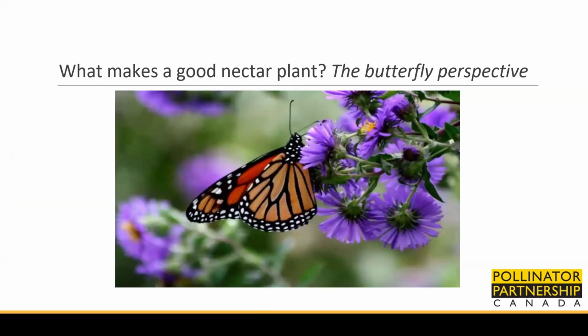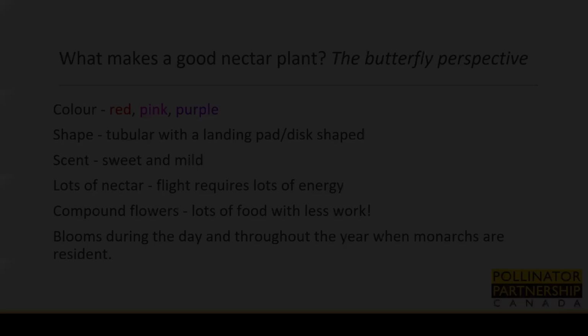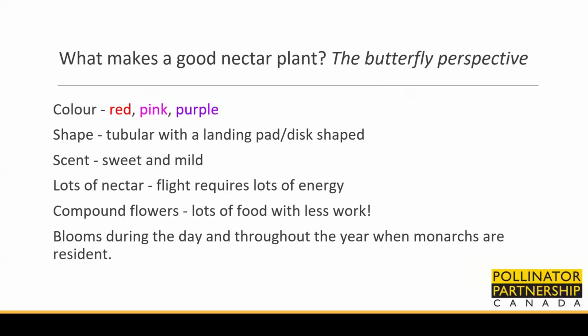So what makes a good nectar plant? From the butterfly's perspective, flowers that are preferred by monarchs and butterflies in general are disc-shaped compound flowers that offer a landing pad. Monarchs don't have the ability to hover and feed, so they have to be able to land on a flower to be able to get the nectar.